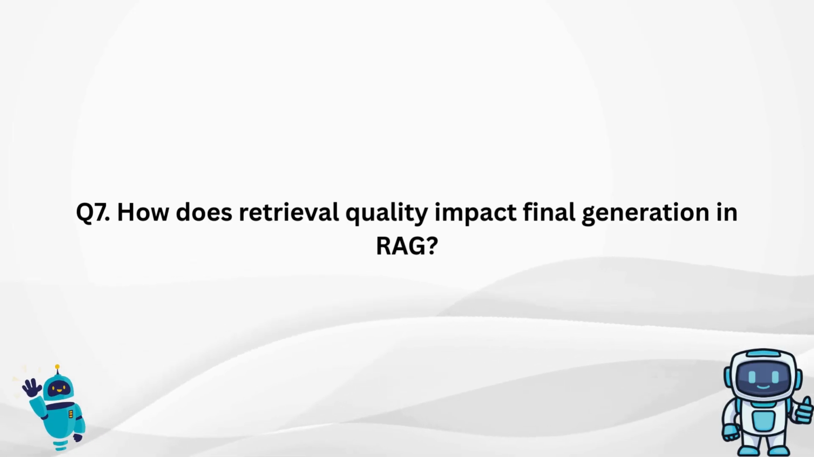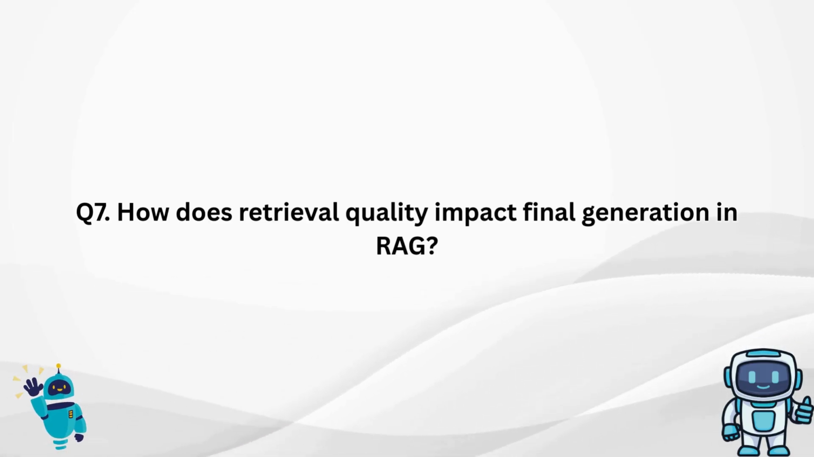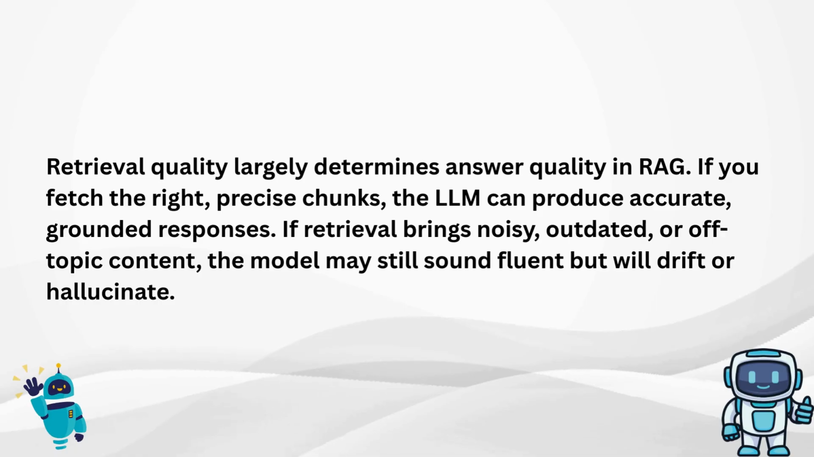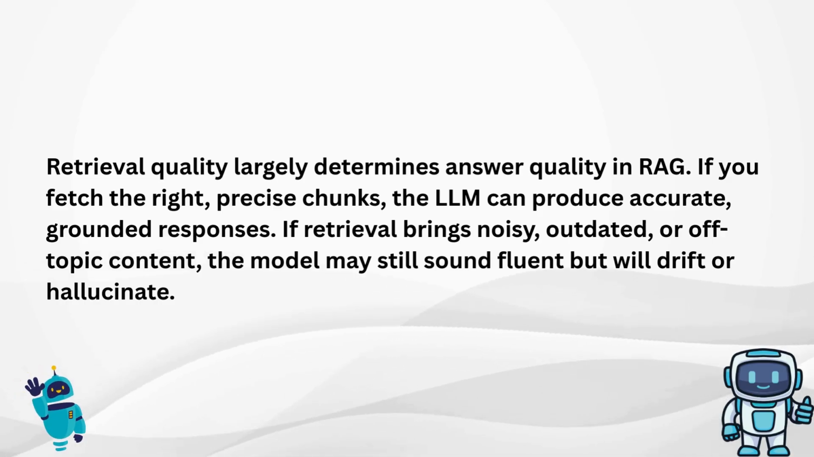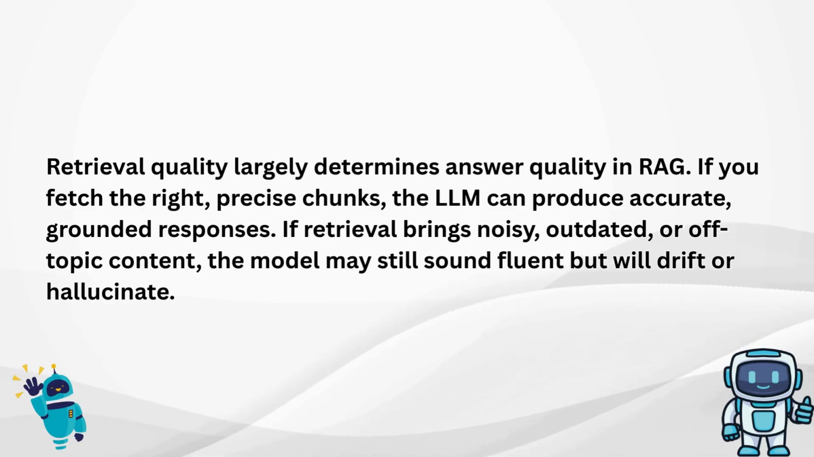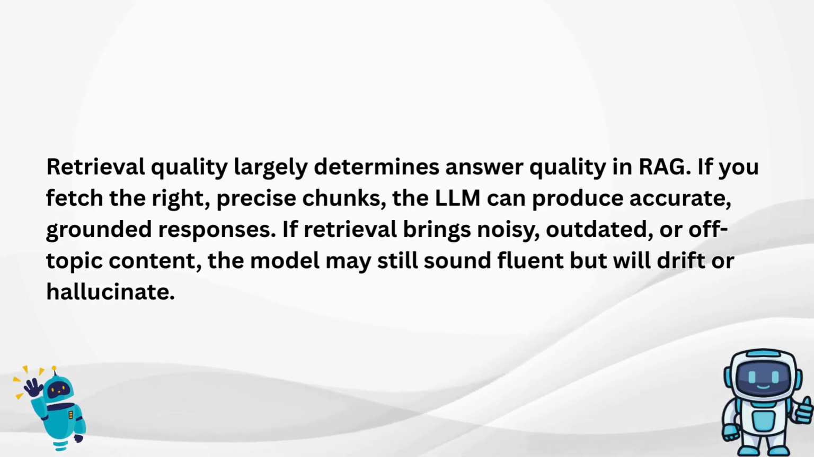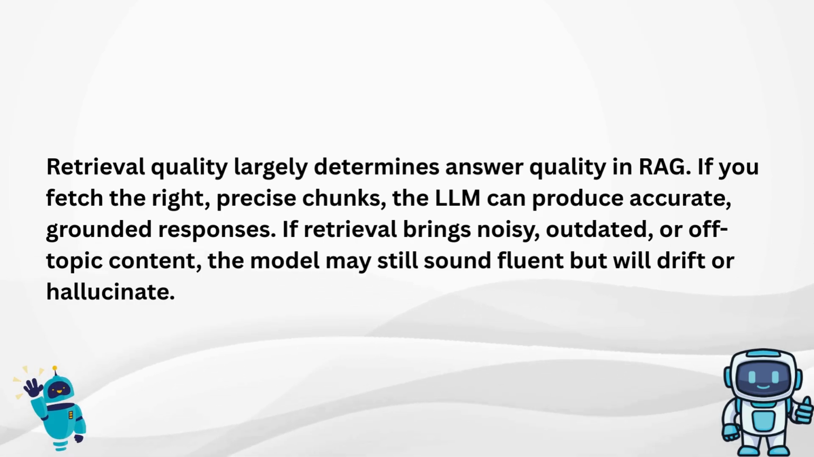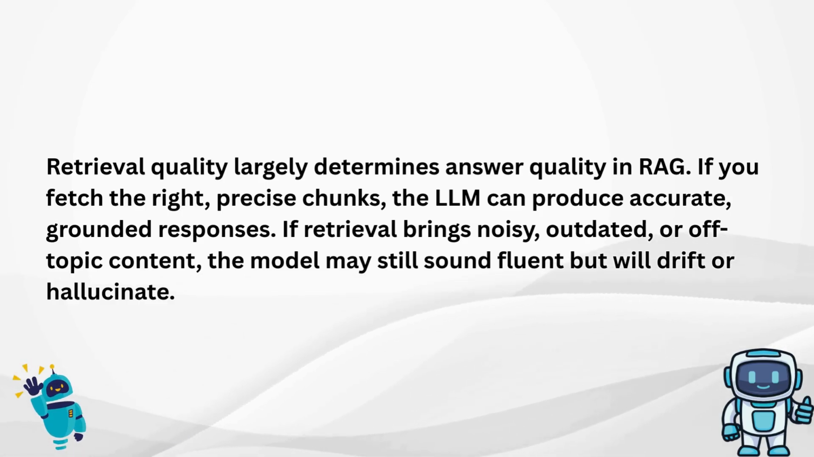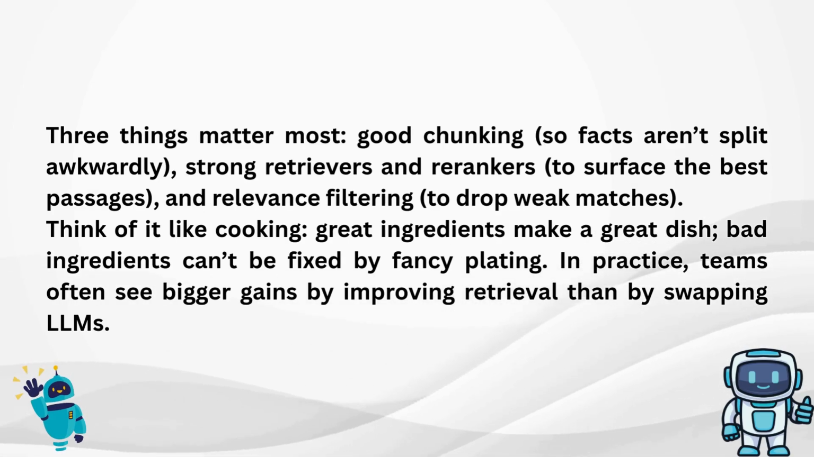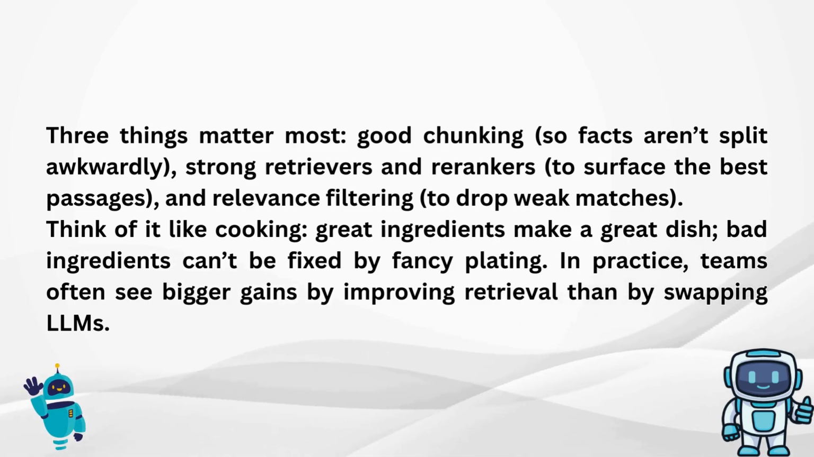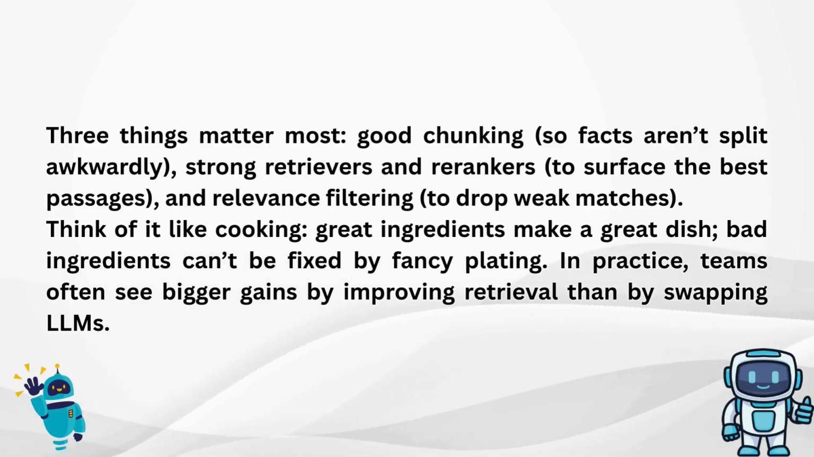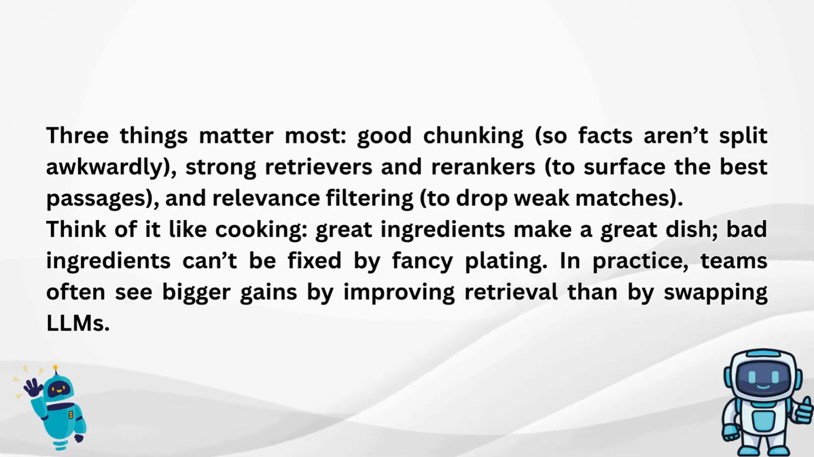How does retrieval quality impact final generation in RAG? Retrieval quality largely determines answer quality in RAG. If you fetch the right, precise chunks, the LLM can produce accurate, grounded responses. If retrieval brings noisy, outdated, or off-topic content, the model may still sound fluent, but will drift or hallucinate. Three things matter most: good chunking, so facts aren't split awkwardly; strong retrievers and re-rankers, to surface the best passages; and relevance filtering, to drop weak matches.